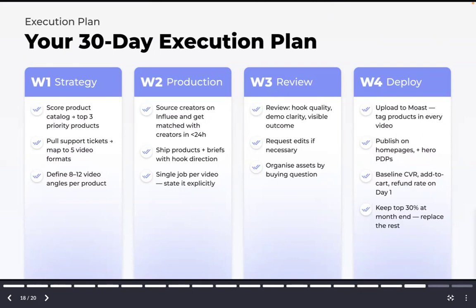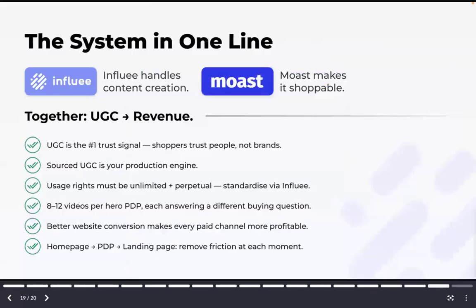Last but not least, in week 4, you'll just deploy the videos to Moast. You will tag the products in every single video, publish them on home pages, hero pages, and product pages like Mark just discussed. And basically repeat the process after 1 month to keep the content on your website fresh and up to date. Now, to recap everything that we talked about, the system is actually pretty simple.